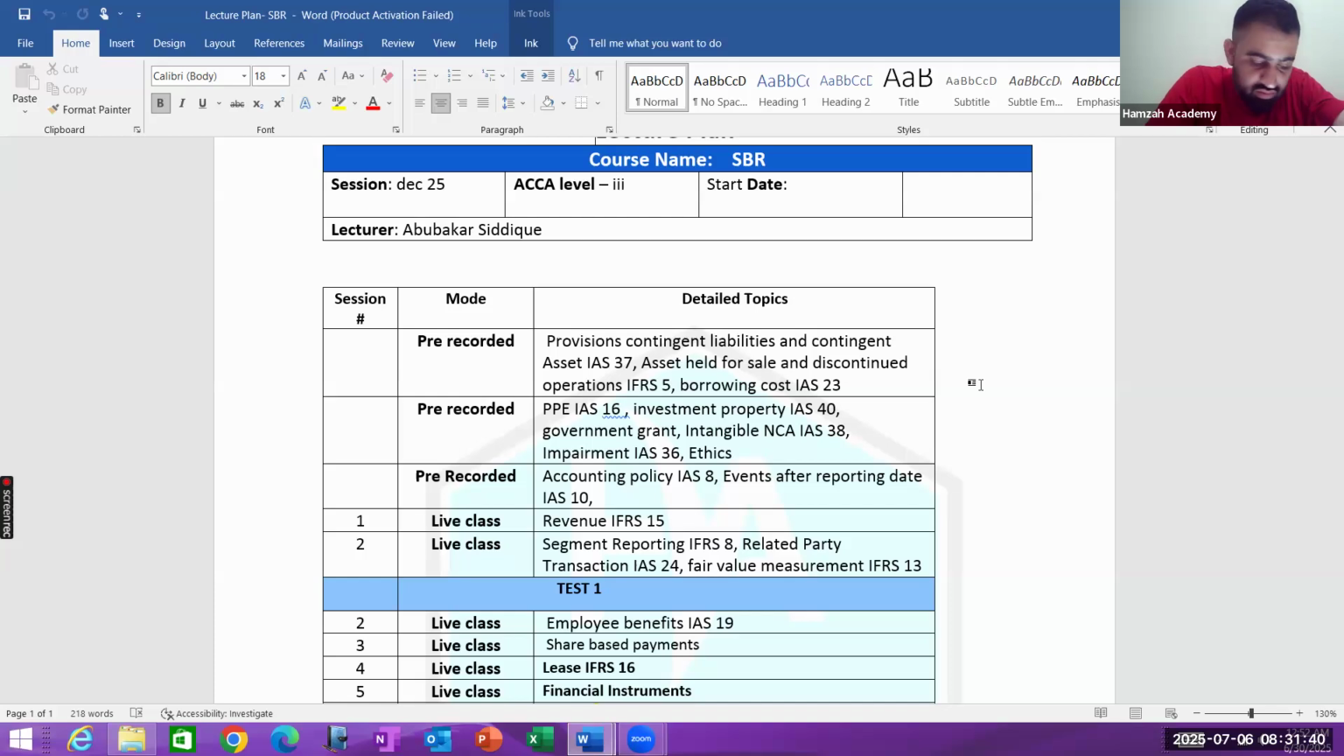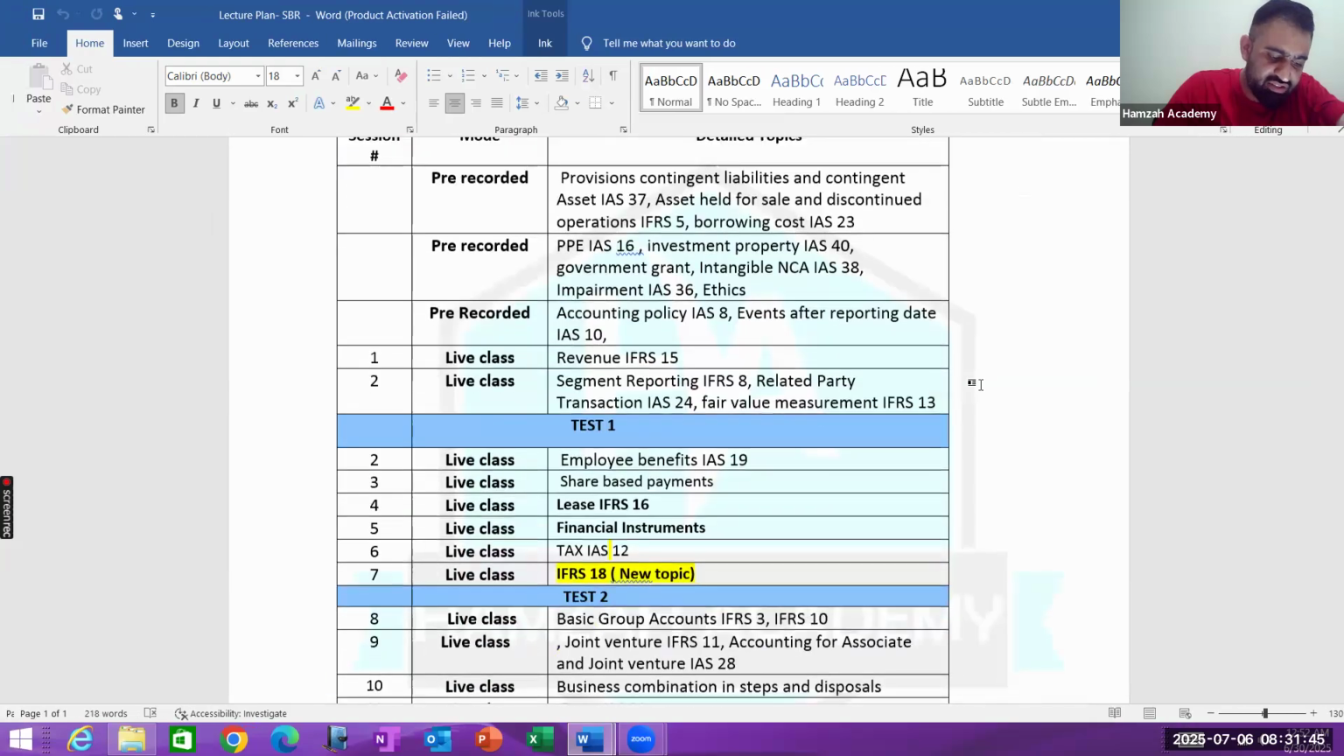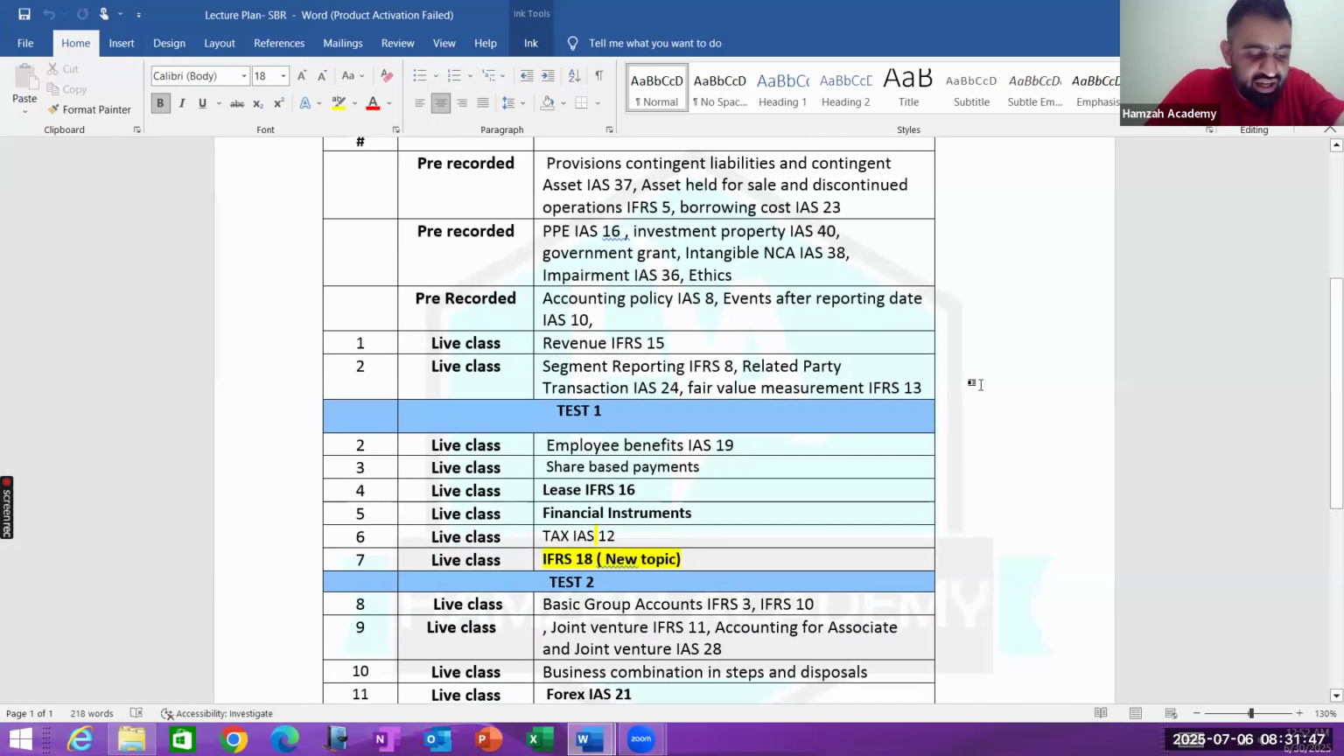Then the live class sessions, which we will do in live classes, include IFRS 15. IFRS 15 is an accounting standard on revenue from contracts with customers. In this accounting standard, we will be learning about revenue recognition and revenue measurement.